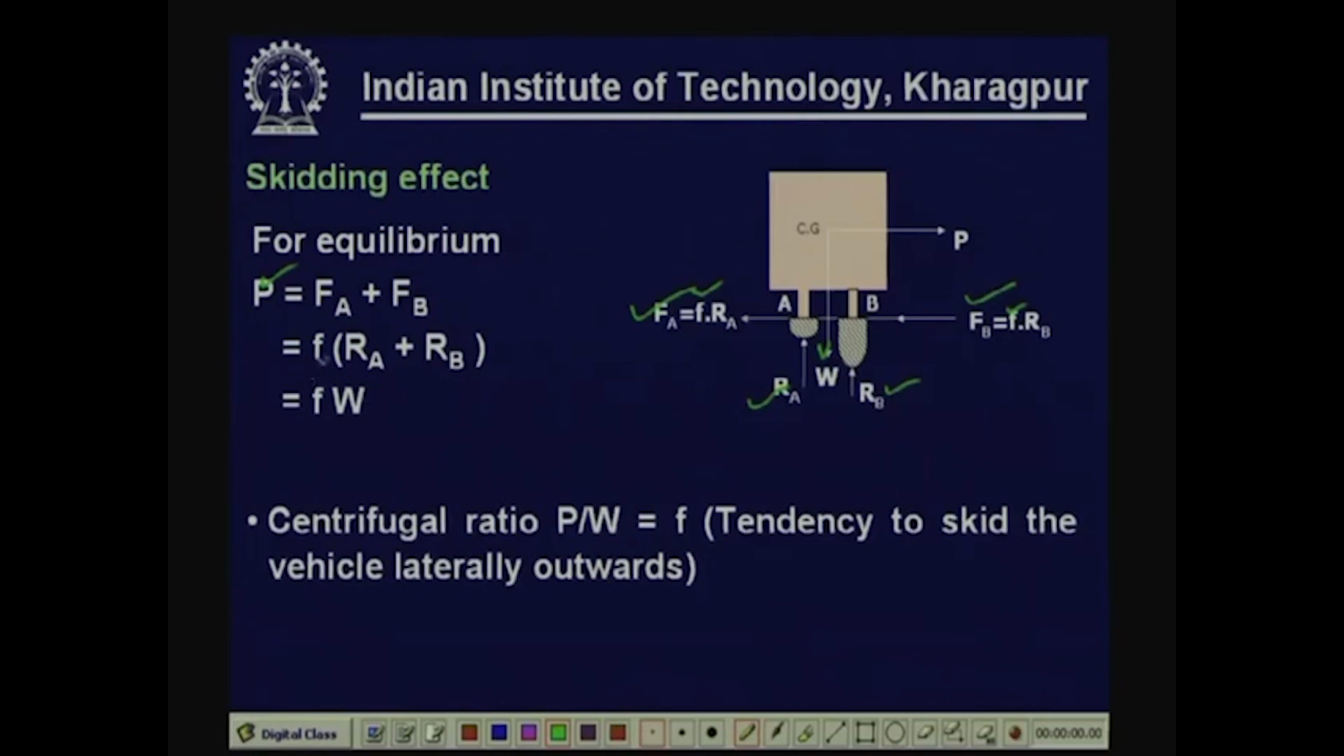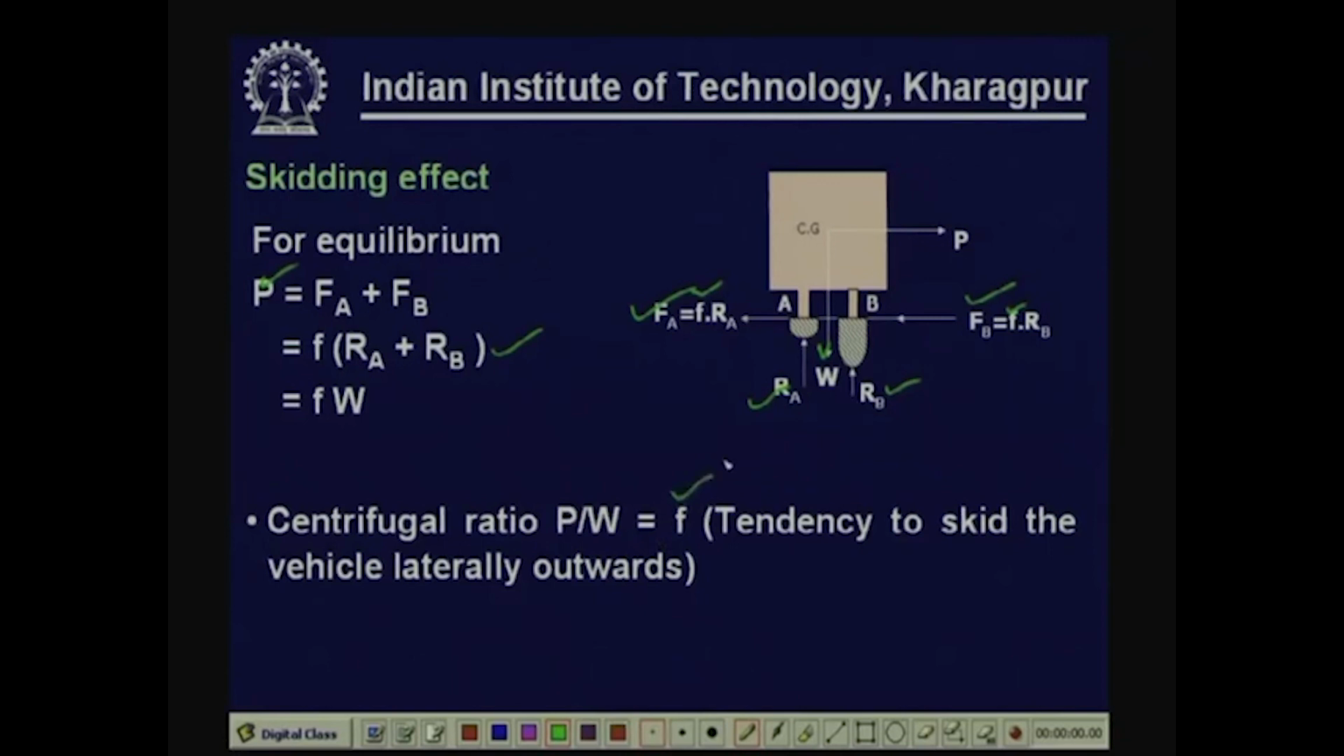Now, F A and F B is nothing but the coefficient of lateral friction small f into R A plus R B reaction. So, it is f into W. So, in this case the impact factor or the centrifugal ratio limiting value, P by W equals f.